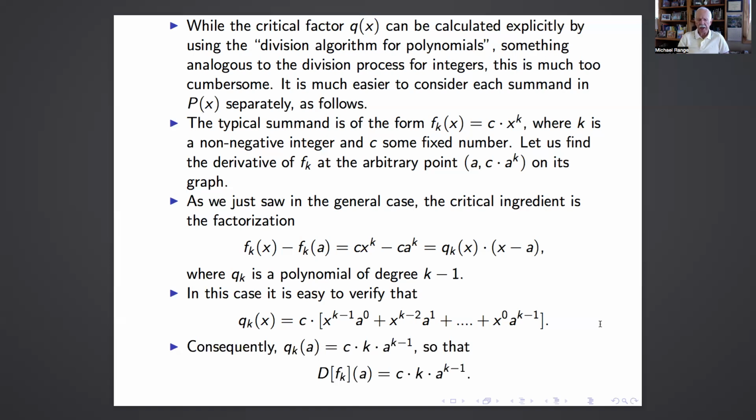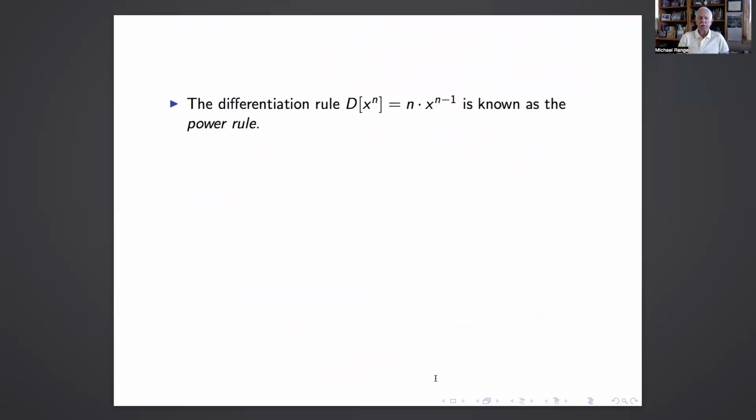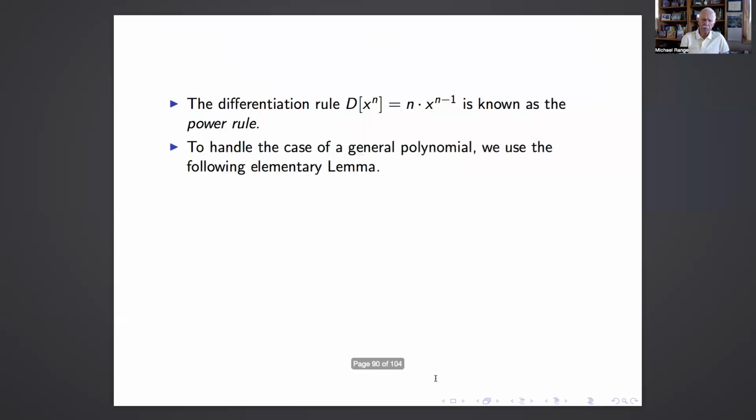Q sub x at a equals this constant c times k times a to the k minus 1, which is what you get here when you evaluate this, so that the derivative of f sub k at the point a is equal to this constant c times k times a to the power k minus 1. Now, this differentiation rule that we just established, that the derivative of x to the power n is equal to n times x to the n minus 1, is known as the power rule.